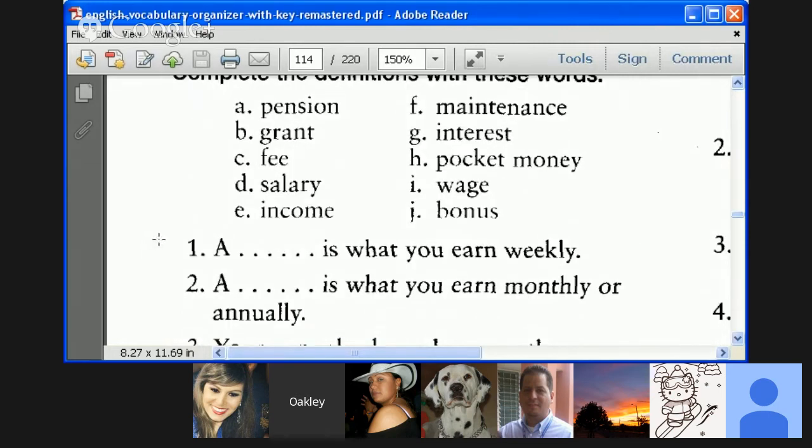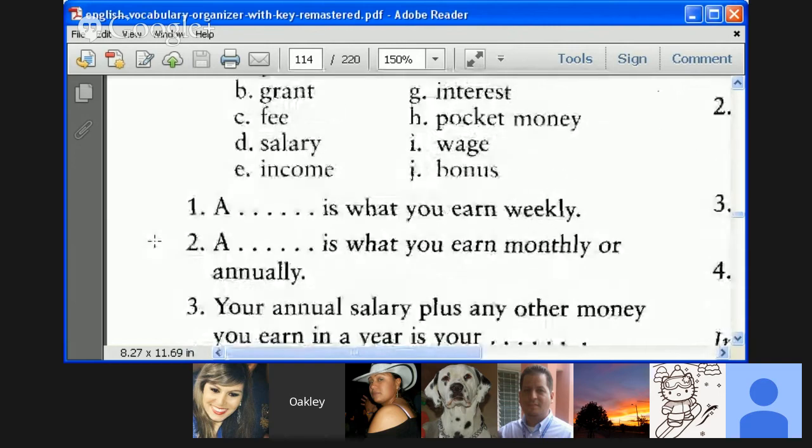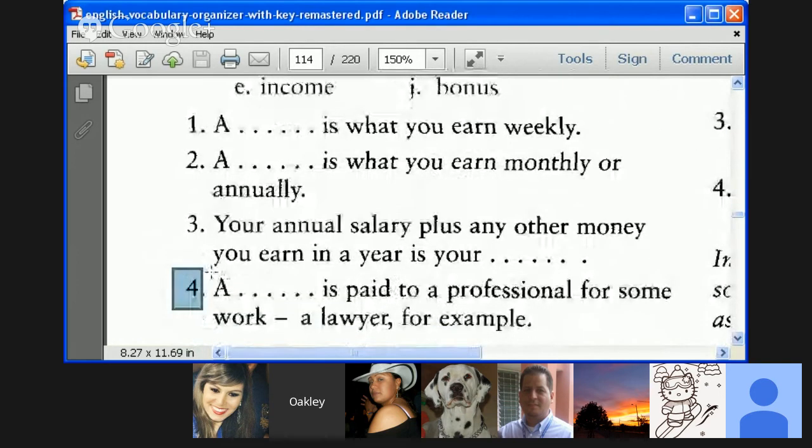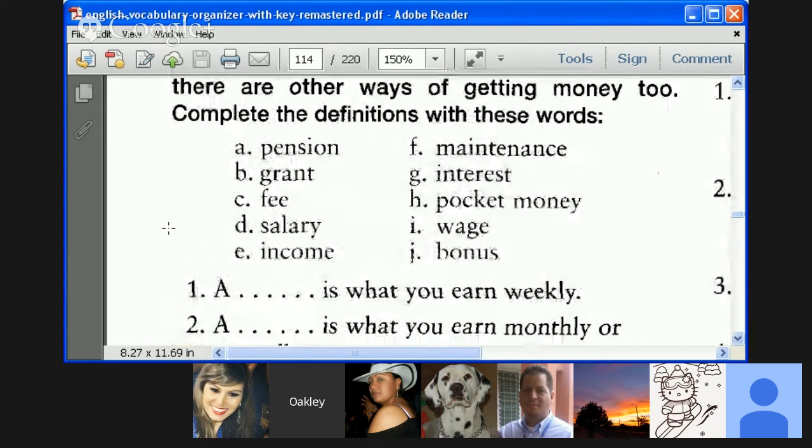I am not sure. Okay, what is the sentence? So the sentence is: a blank is paid to a professional for some work. A lawyer, for example, is like maintenance. I don't know. I'm not sure. God, if I need maintenance from a lawyer, please shoot me.